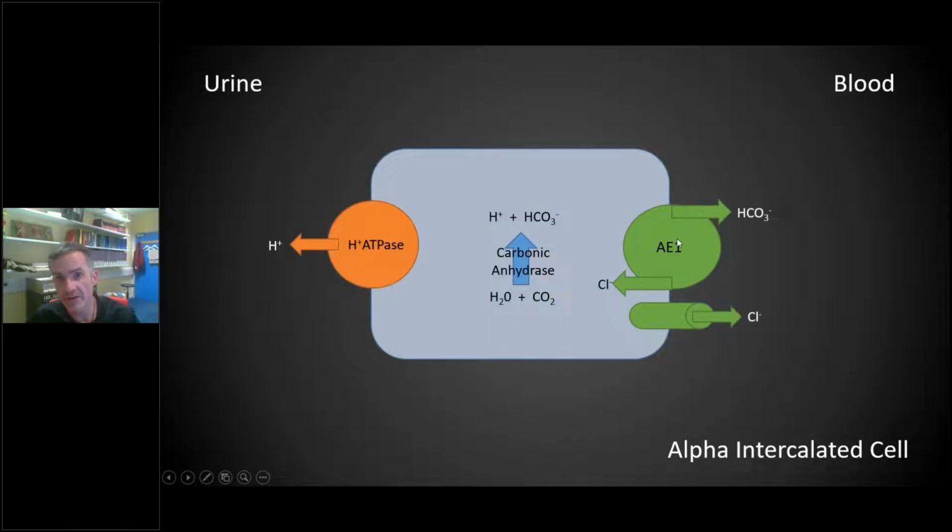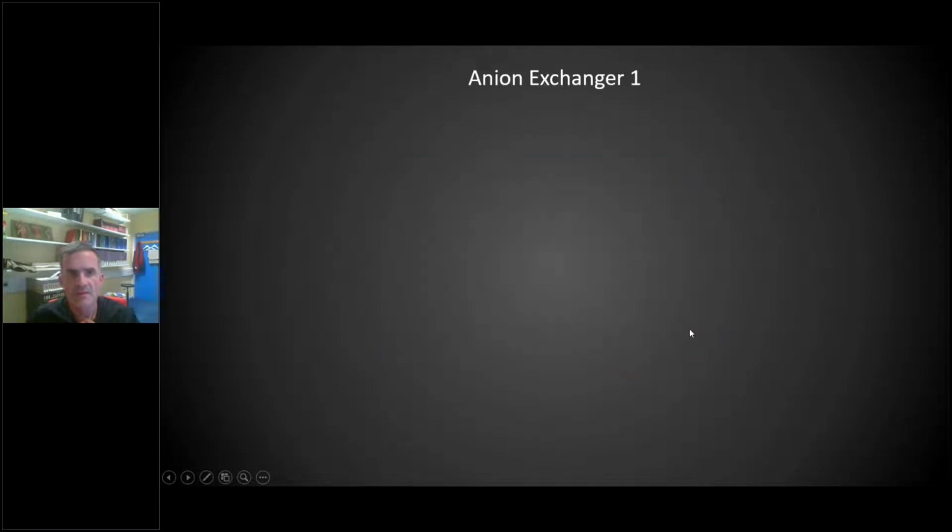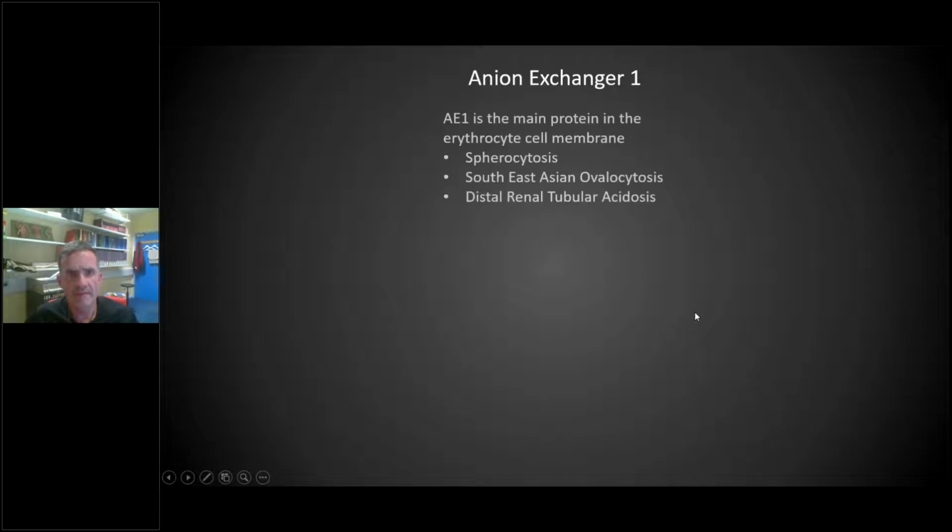The third one is anion exchanger 1, which is going to get rid of your bicarbonate ion and drive the reaction this way. And theoretically, you've got this chloride ion, which is very important to keep the AE1 going by reducing the concentration of chloride. So we've got these 4 things, which seem to be absolutely necessary. Anion exchanger 1 is the main protein in the red blood cell membrane, and is present in intercalated cells and in red cells.